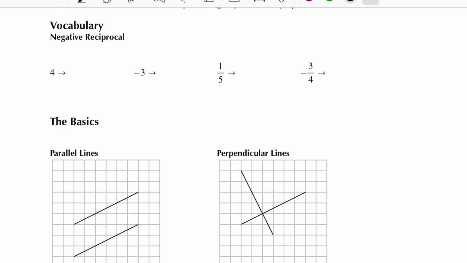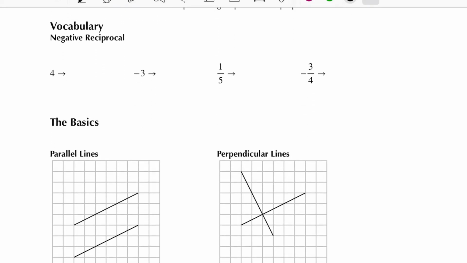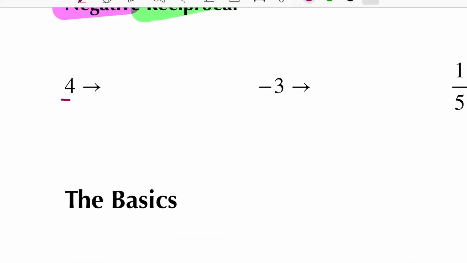Starting off with the vocabulary. You need to know what a negative reciprocal is. It's made up of two parts. The negative, which just means switch the sign, and reciprocal, which means reciprocate it like a fraction. So if 4, right here, 4 as a fraction is 4 over 1. The reciprocal of 4 over 1 is 1 over 4. This is just the regular reciprocal. The negative reciprocal is negative 1 over 4. 4 was positive, so negative reciprocal means you switch the signs.